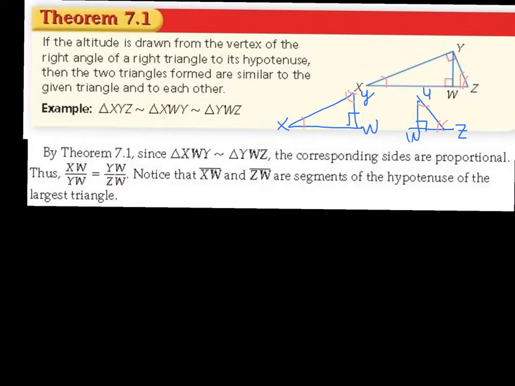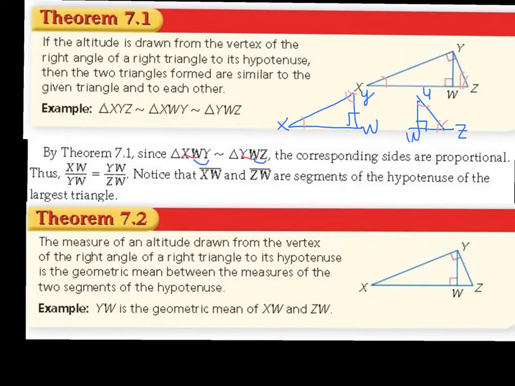By Theorem 7.1, since triangle XWY is similar to triangle YWZ, the corresponding sides are proportional. So XW is to YW as YW is to WZ. Notice that XW and ZW are segments of the hypotenuse of the largest triangle. So there's XW in the big triangle and ZW in the big triangle.